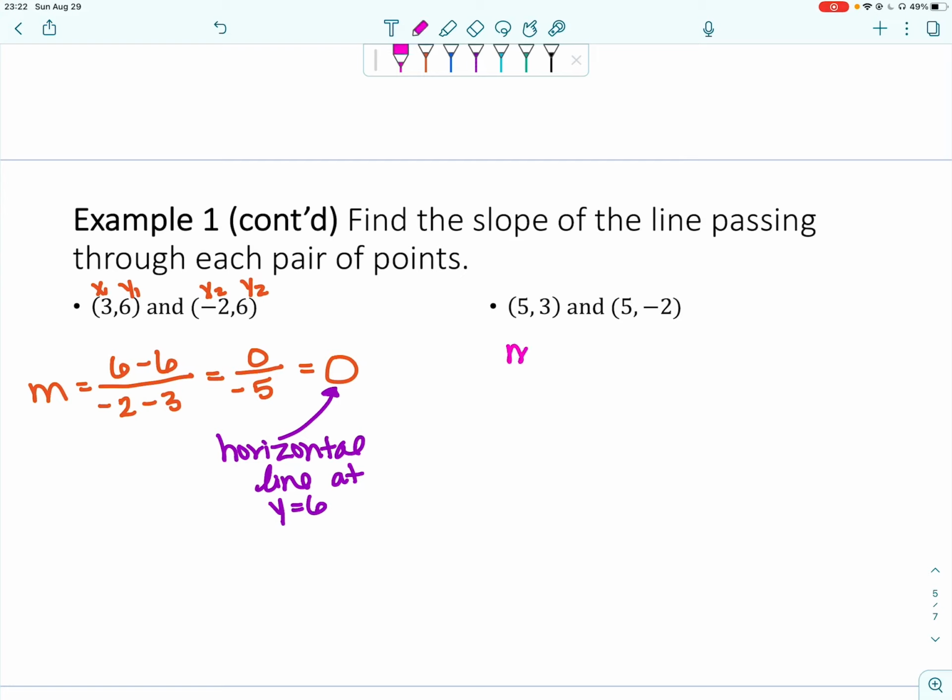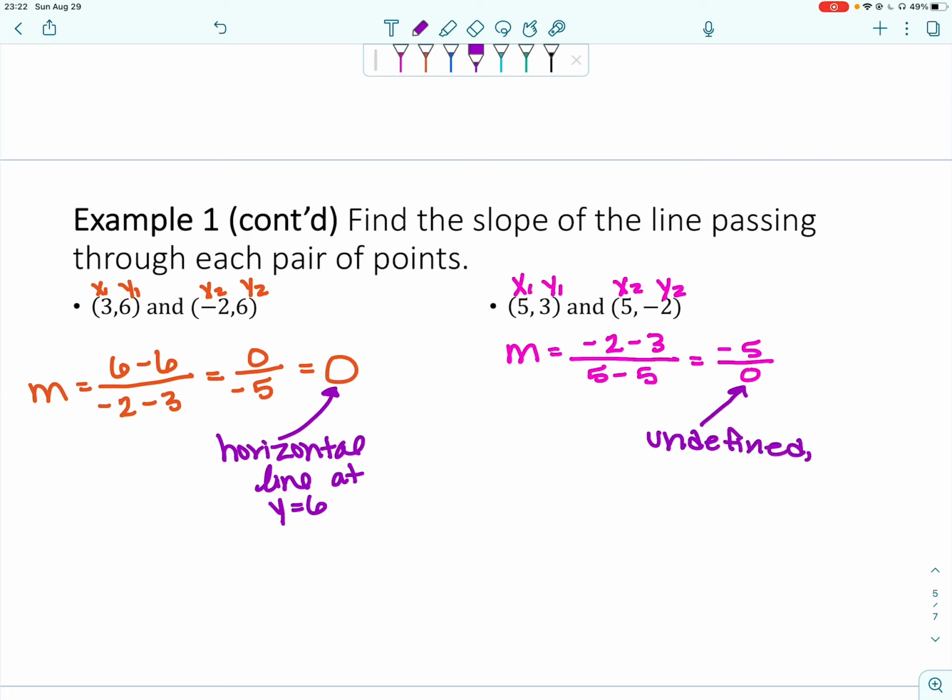And our last one, x1, y1, x2, y2, -2 minus 3 over 5 minus 5, -5 over 0. Uh-oh, if you try typing that in your calculator, it is going to blow up. You cannot have 0 in the denominator. This is undefined. This is a vertical line.